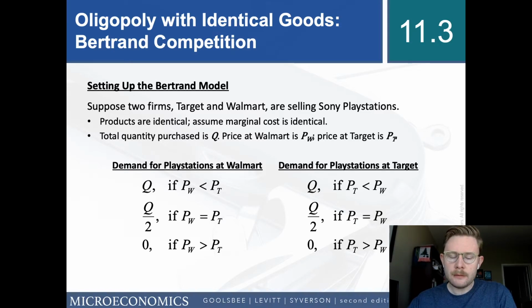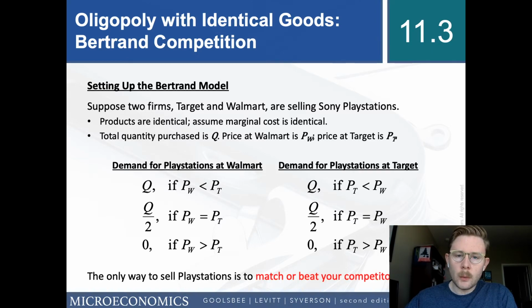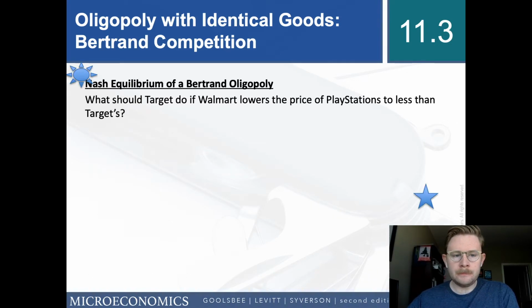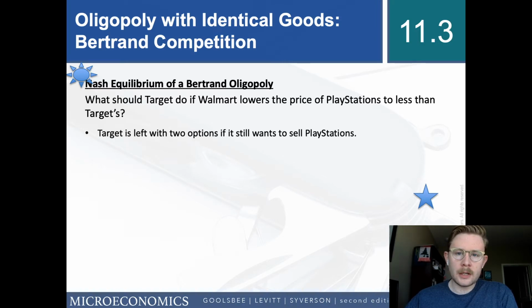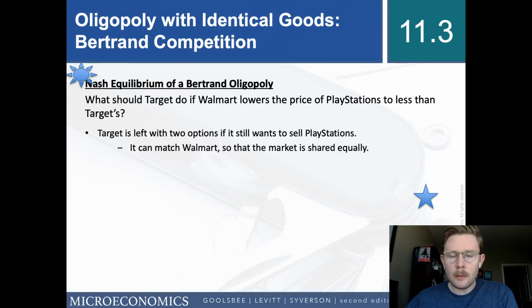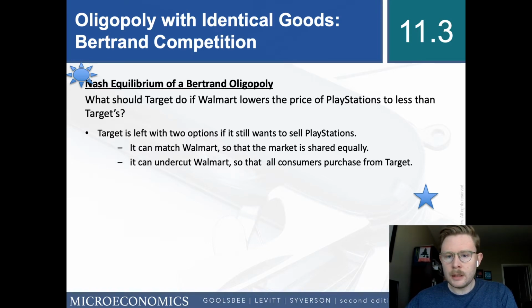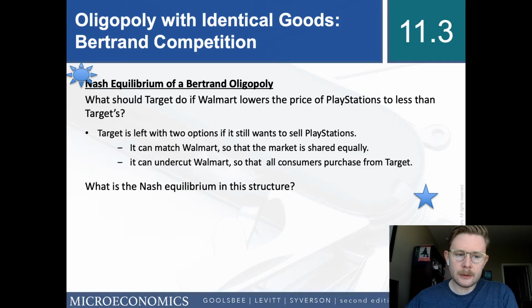Same thing for Target, except reverse. If Target's price is higher than Walmart's, they won't sell any. If it's less than Walmart's, they'll sell all of them, and if they're equal, then they'll split the quantity. The only way to sell any PlayStations is to match or beat your competitor in price. So, what should Target do if Walmart lowers the price of PlayStations to less than Target's price? Target can do one of two things. It can match Walmart so that the market is shared equally, Q divided by 2, or it can undercut Walmart so that all consumers purchase from Target.